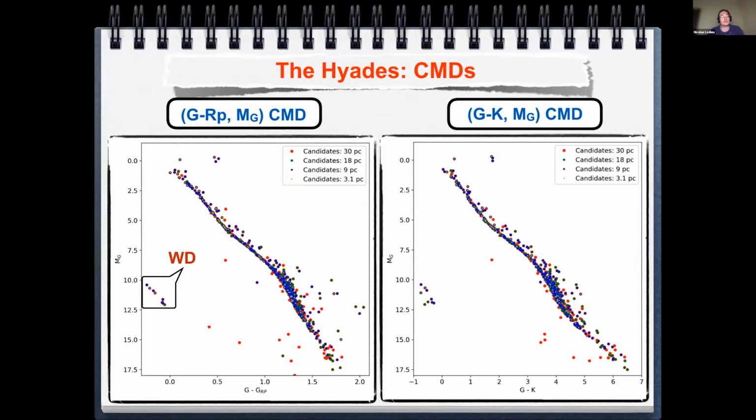You have some objects on the top of the sequence that are most likely binaries, and we are also able to recover the white dwarf sequence. I think you don't see my cursor, so it's a bit of a pity, but it's marked on the diagram. The color code tells us about the distance from the cluster center.